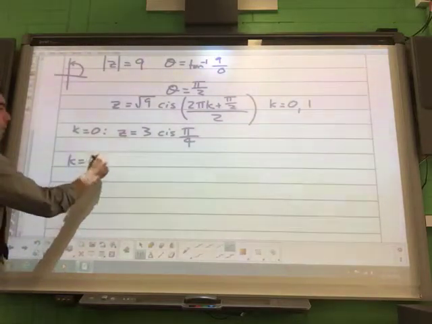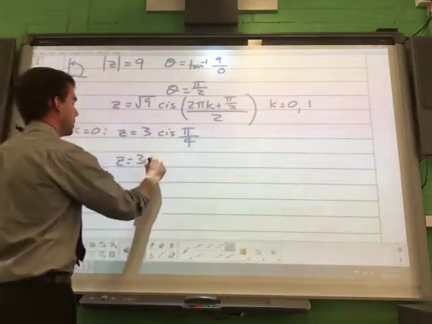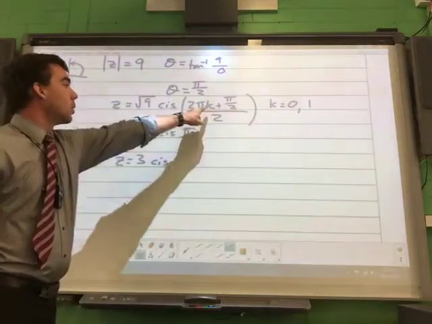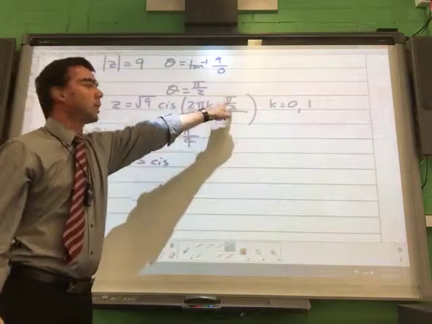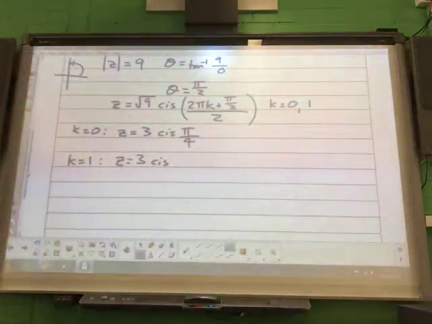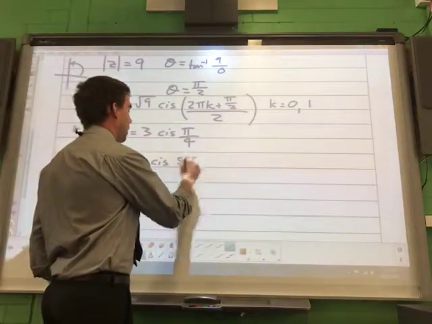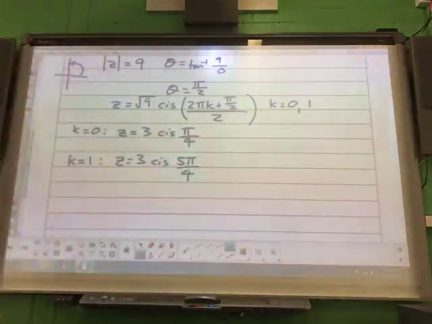So k is 1. The square root of 9 is 3, cis. So for 1, we've got 2 pi plus pi on 2, so we've got 2 plus a half, which is 5 over 2, 2 and a half, which is 5 over 2, all over 2. So it consists of 5 pi on 4.